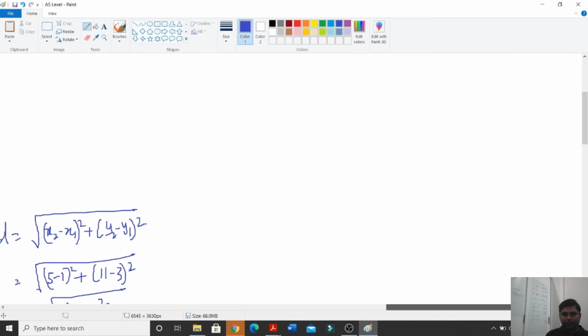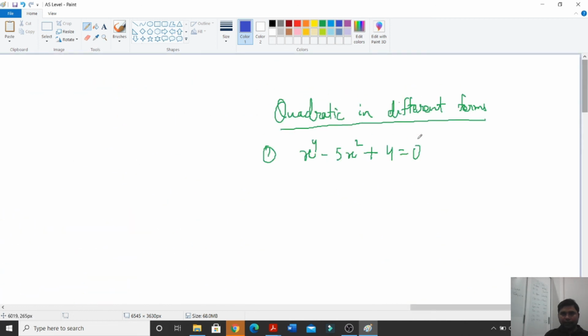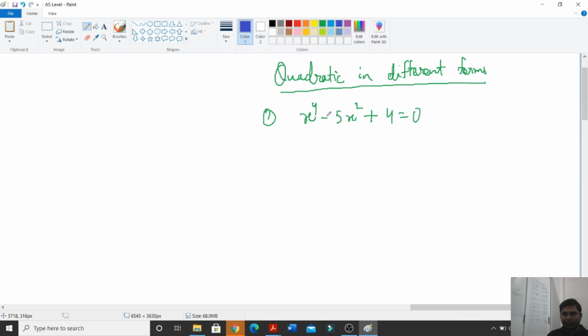Now there is a quadratic in different forms. These kind of questions also come in exam. So where x to the power 4 minus 5x square plus 4 equals 0. As it is a power of 4, you can form a quadratic in another variable. So let x square be equal to t. So x to the power 4 will become t square, right?